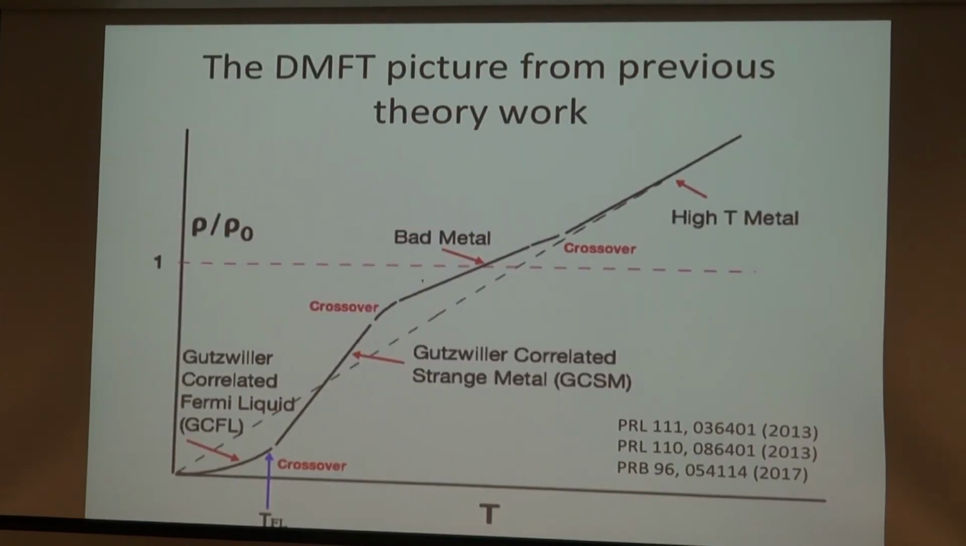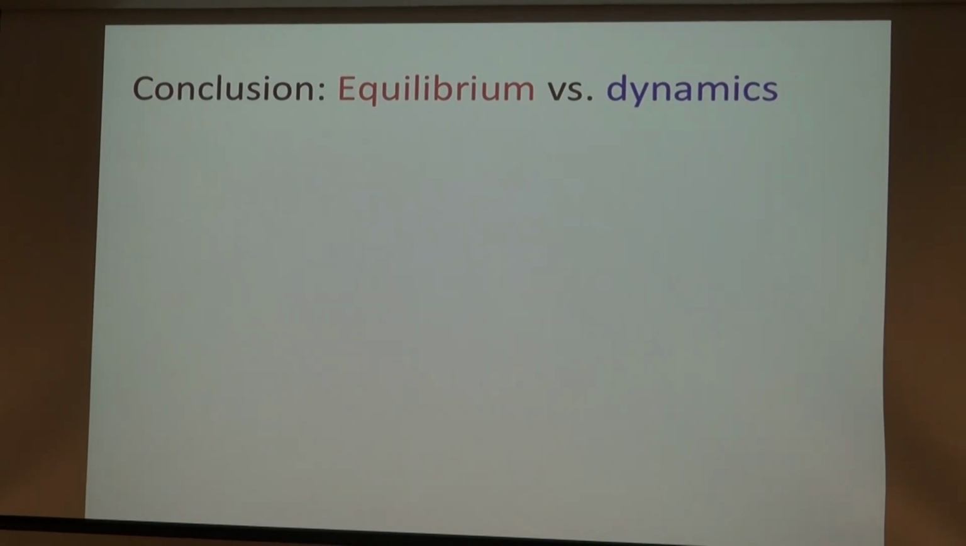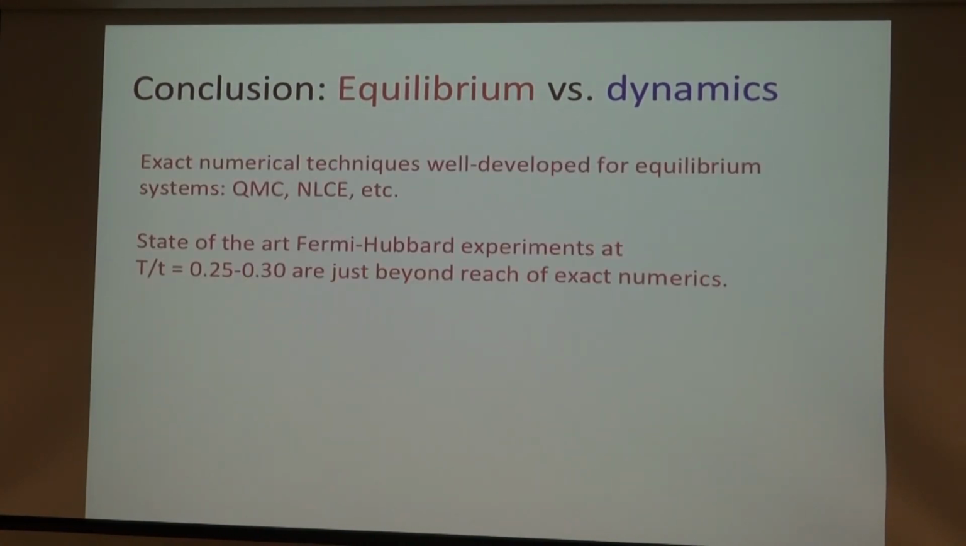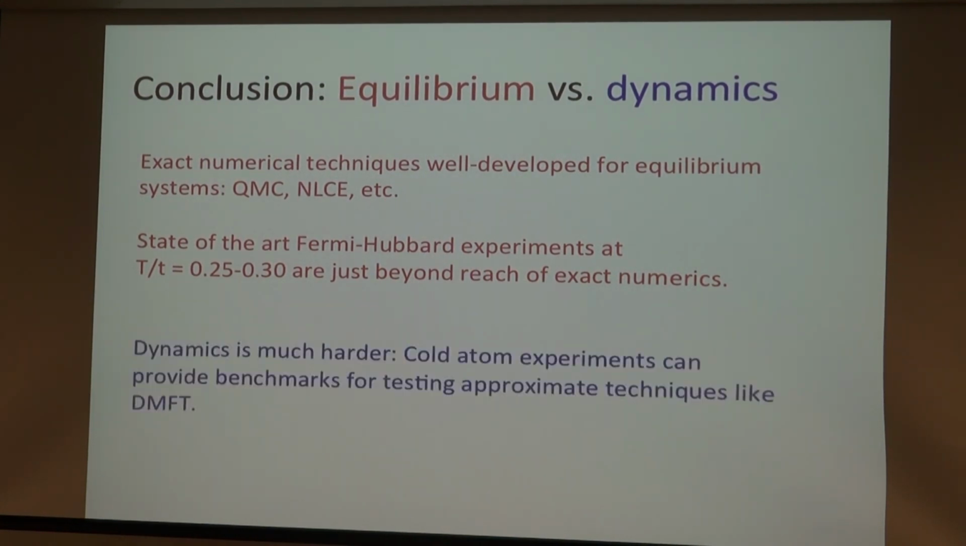So I don't want to get into this because I'm running out of time. Let me just conclude here. I've shown you experiments which have looked at both equilibrium and dynamics. In equilibrium, we're able to reach temperatures where we're pushing the numerical techniques to the edge. We're reaching temperatures of about 0.3, where the quantum Monte Carlo starts to get really hard. But I think we're also getting towards the edge of the experiments. Maybe we can cool further, but we'll have to come up with new ideas there.